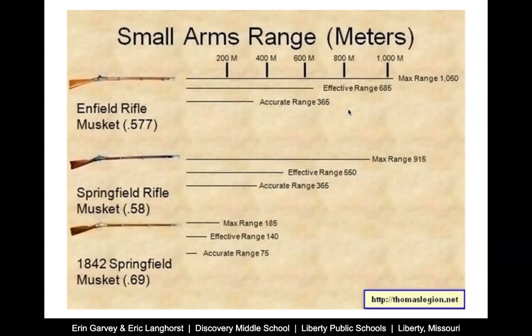So you're going to be able to be shooting from a further distance. You're going to be a lot more accurate, and when it actually does hit the person that you're shooting at, it's going to cause some pretty extensive damage.